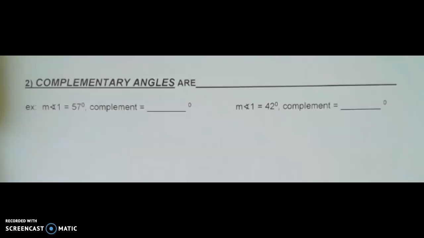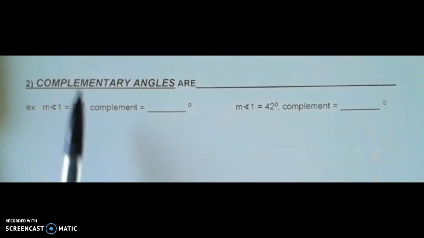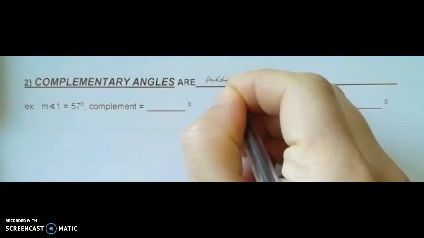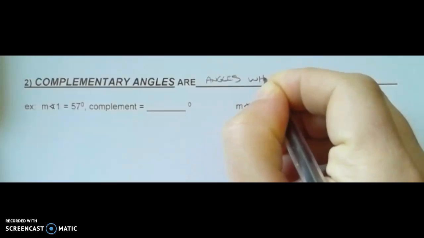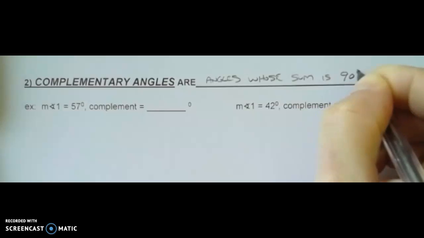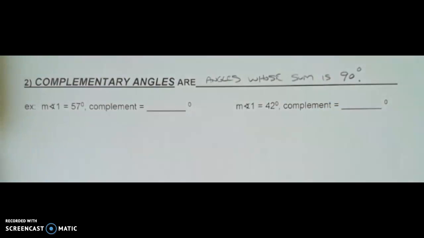The next angle relationship that we're going to look at are angles that are called complementary angles. Complementary angles are angles whose sum is 90 degrees. And if you remember from last class, an angle that has 90 degrees is called a right angle. So these are going to be angles that if you put them together, they would form a right angle.